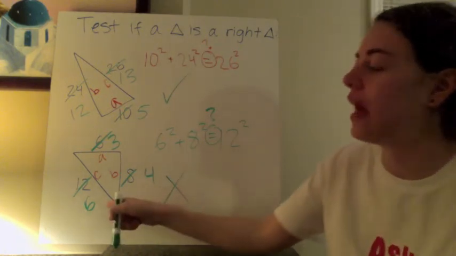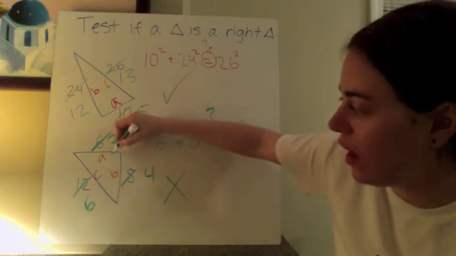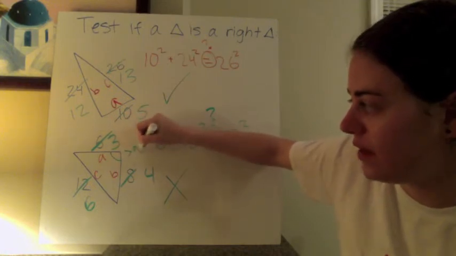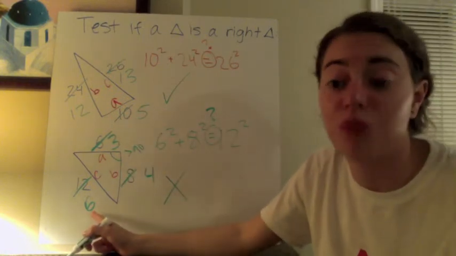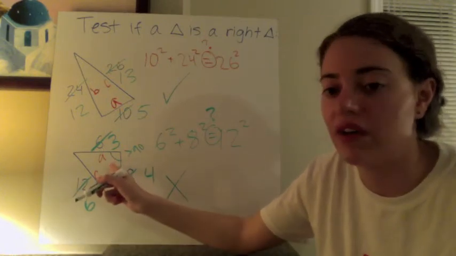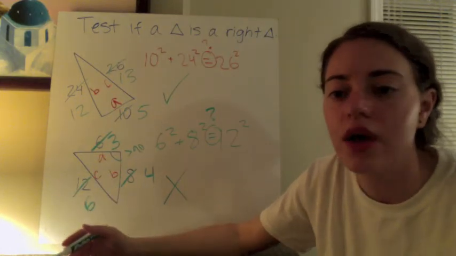In fact, if the hypotenuse is bigger, this is actually going to end up being an obtuse angle. So this is going to be greater than 90. If this were a number smaller than 5, let's say this were 4, then this would be an acute angle, and this would be an acute triangle. So that's also an interesting way to test what kind of triangle it is.